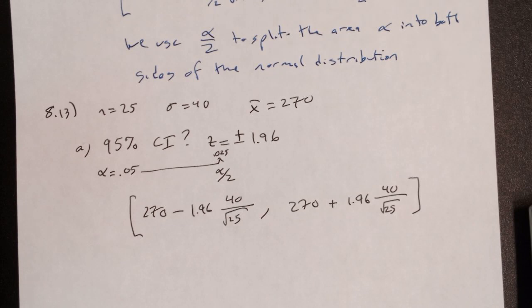Fortunately for me, the square root of 25 is 5. 40 divided by 5 is 8. That's a nice number. So this becomes 8, and I take 1.96 times 8, subtract it, and add it.